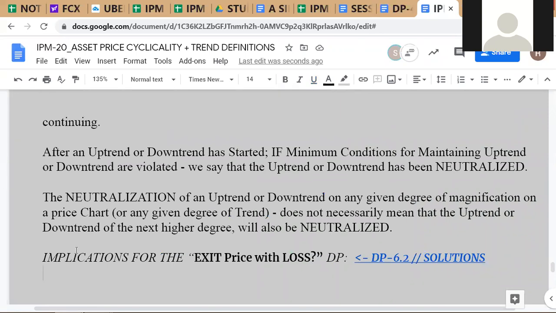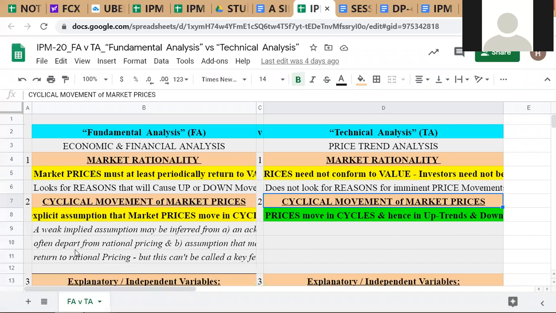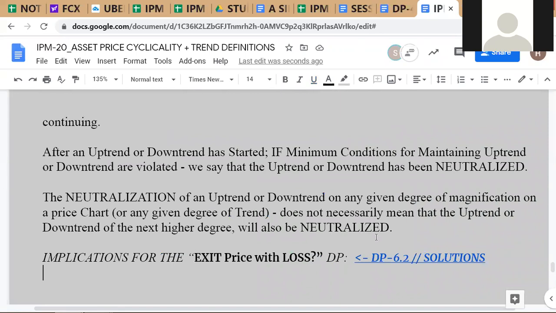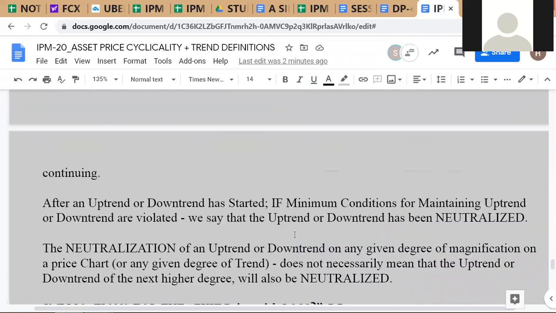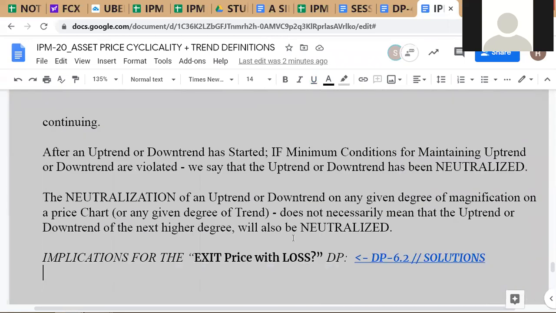Now these are all from a TA perspective that you have to be clear about, because we said that cyclicality is important in TA, and we are using the properties of cycles to come up with this problem. So these are DP solutions based on TA, not on FA. Okay, we want to be clear about that now. See, maintenance conditions, and how can we connect it?